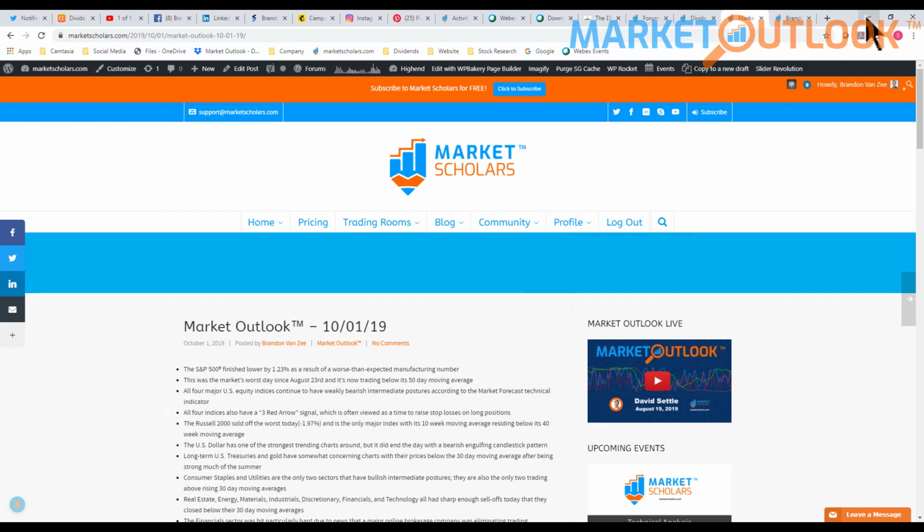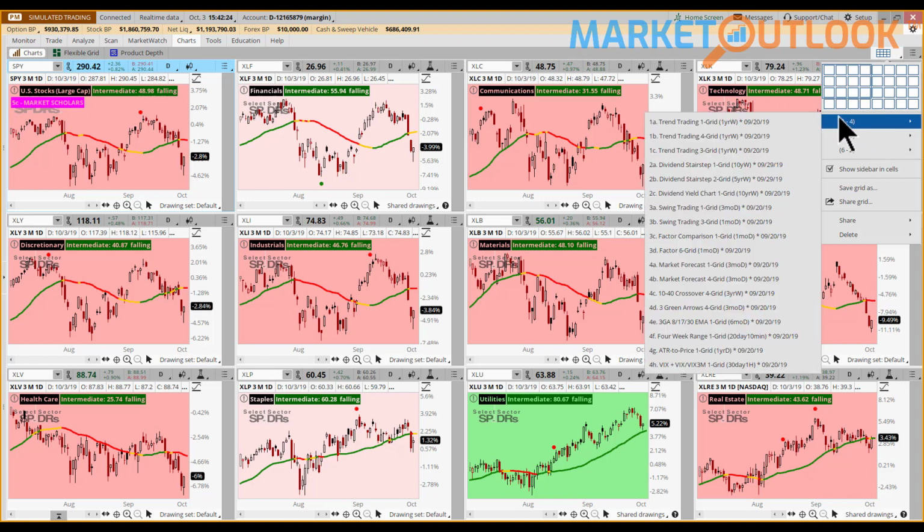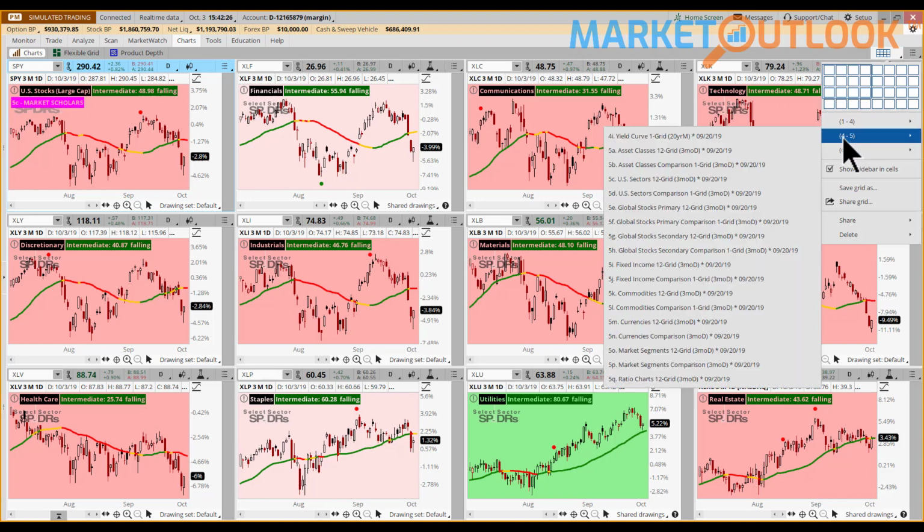All right, back on track now with a bit more analysis on the charts. Let's go ahead and take a look here at another 12 grid. In this case, let's do some foreign stock market analysis.